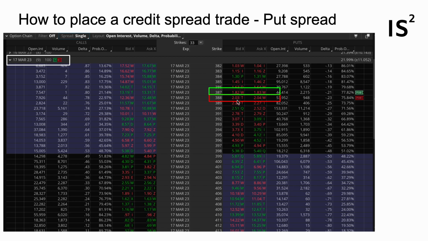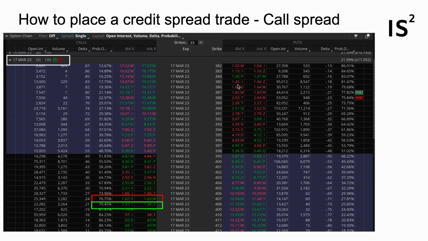So again, we're going to sell the first one, the 388, for roughly 2.03, and then we're going to buy the one right above it, or the 187 if you want to consider the strike price right under. We're going to buy it for 1.83. So that's going to give us a 20-cent credit. We're going to collect $20 for putting on this spread, and we make money as long as the stock stays above 388 by expiration date. If not, then we have a max loss of $80.